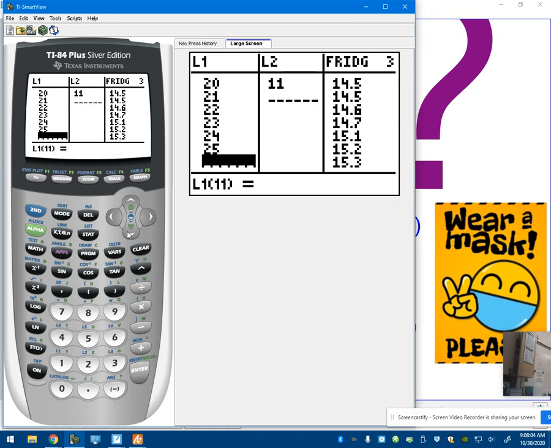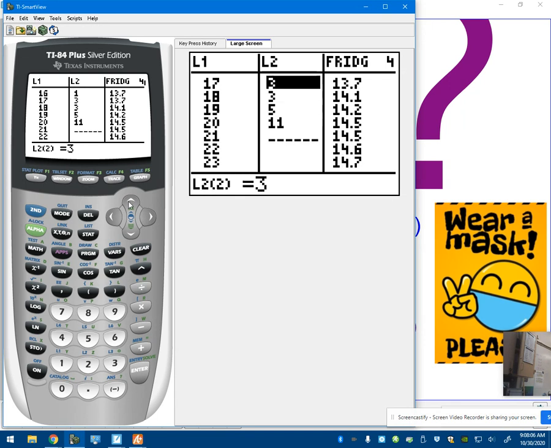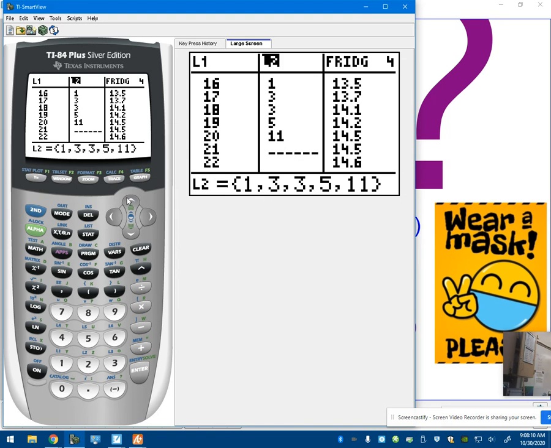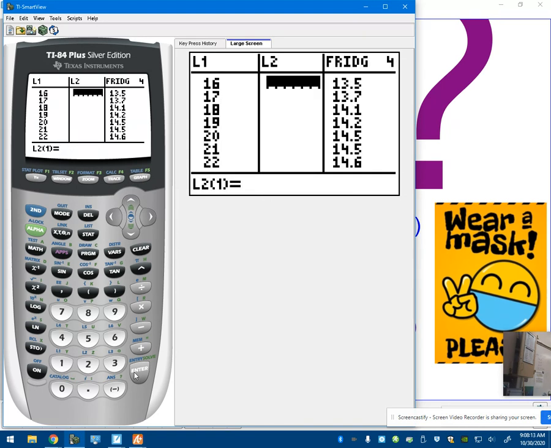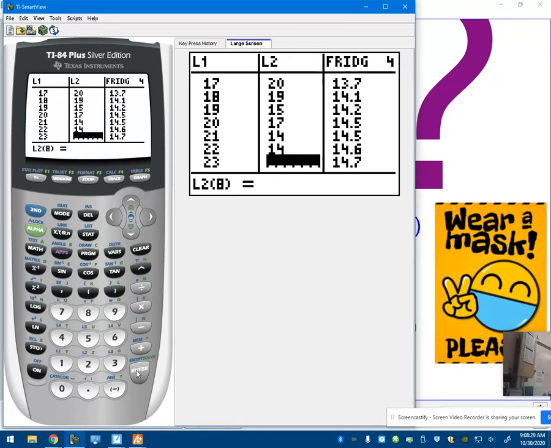Nope. And L2, I'm going to clear it out. L2 is 23, 20, 19, 15, 17, 14, 14, 17, 11, 10.